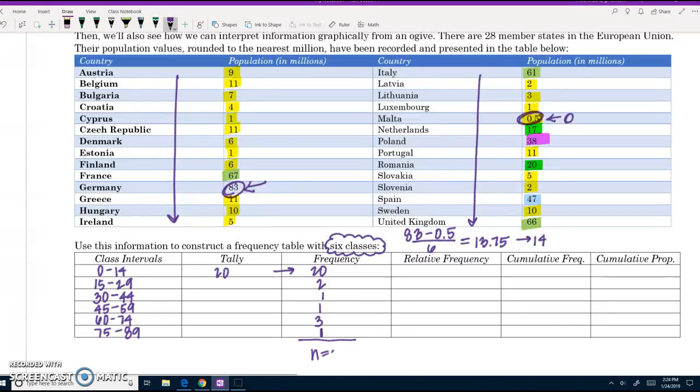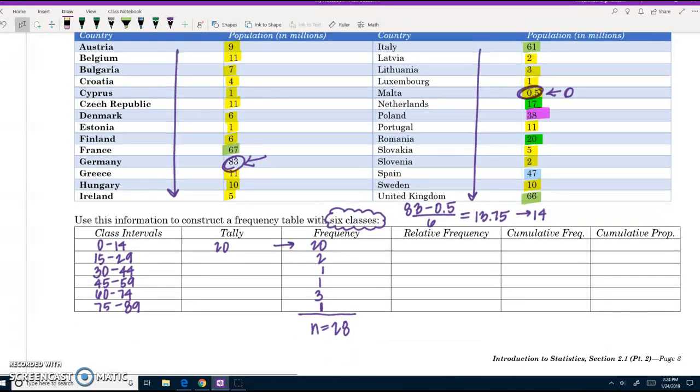So the total is 28, which is how many countries we talked about before. So that's your frequency value. Then your relative frequency, remember, is just taking the number from your frequency column and dividing it by the total. So we would divide 20 by 28, and 2 by 28, 1 by 28, 1 by 28, 3 by 28, and 1 by 28. So go ahead and plug that into your calculator and see what you get out. And let's go ahead and round to 2 decimal places.